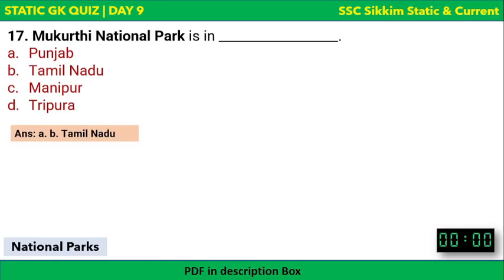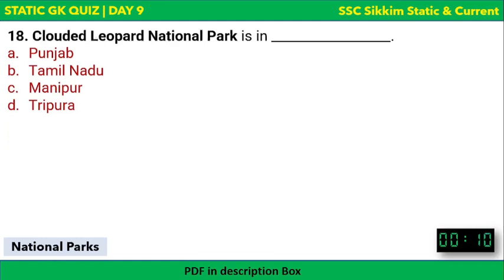Okay, Tamil Nadu. Next, Clouded Leopard National Park is in which place? The Clouded Leopard. The options are there. Punjab, Tamil Nadu, Manipur or Tripura. So the Clouded Leopard National Park is in Tripura. Okay, it's in Tripura. So this is it.